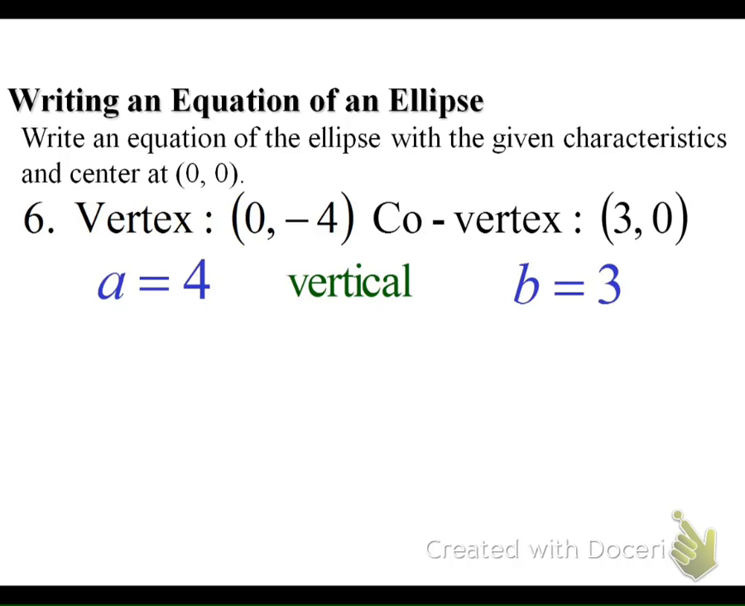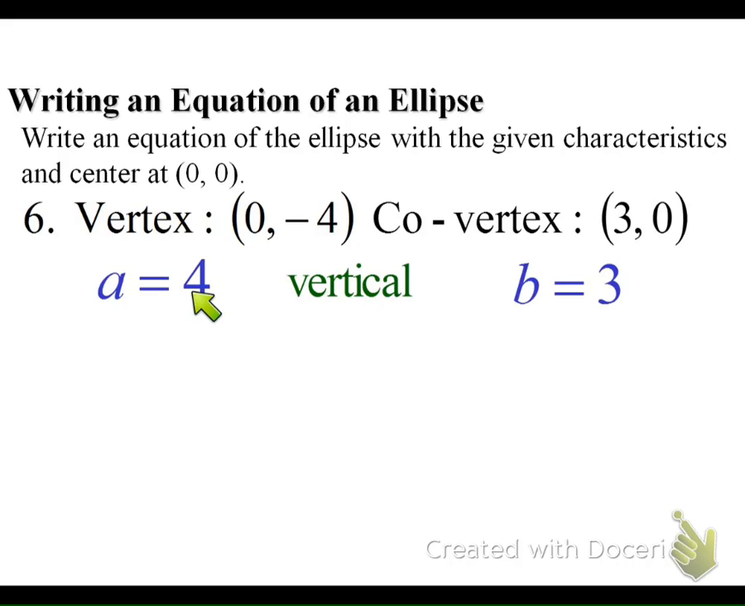Oh, did I just say horizontal? Sorry, I meant vertical, of course. So since you're going up and down, it's vertical. Again, signs don't matter here, because if you have a vertex at 0, -4, you also have one at 0, +4. So don't get hung up on the negative. What's more important is, did you go side to side or did you go up or down? And this one we went up or down, so it's a vertical major axis.